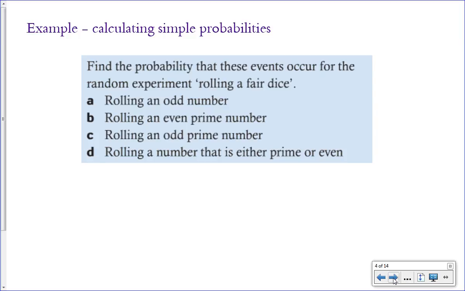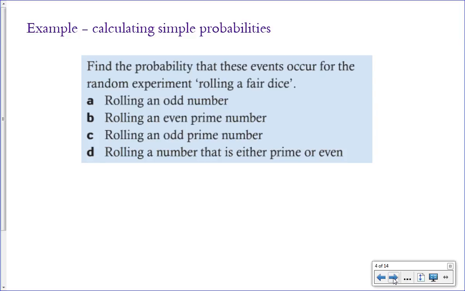So, for example, calculating simple probabilities, let's find the probability that each of these following events will occur. That's like event A. For the random experiment, rolling a fair dice. So we're talking about the numbers 1 through 6 as the sample space. So the sample space for this is 1, 2, 3, 4, 5, 6. And then we have to think about each event. So for part A here, it says rolling an odd number.